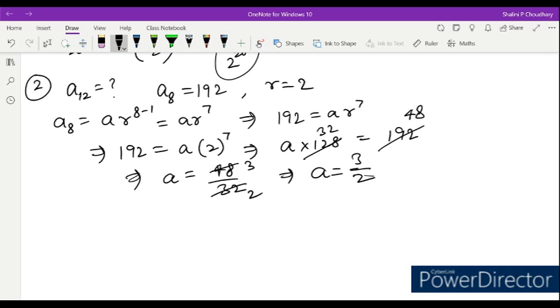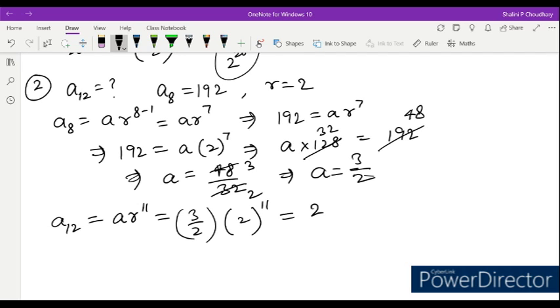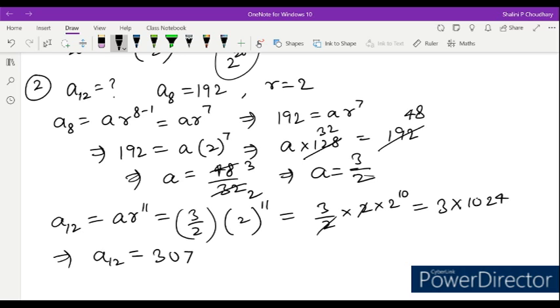Now we have to find out a12. a12 will be equal to a r to the power n minus 1, so a r to the power 12 minus 1, that will be 11. The value of a is 3 upon 2, the value of r is 2, and to the power 11. Can we write 3 upon 2 multiplied by 2 to the power 11? Can we write 2 to the power 11 as 2 into 2 to the power 10? Then this 2 cancels, and we get 3 into 2 to the power 10, that is 1024. So a12 will be equal to 3 into 1024, that will be 3072.